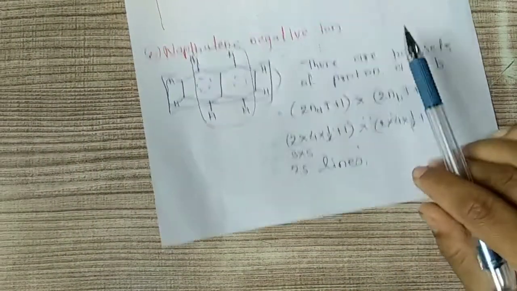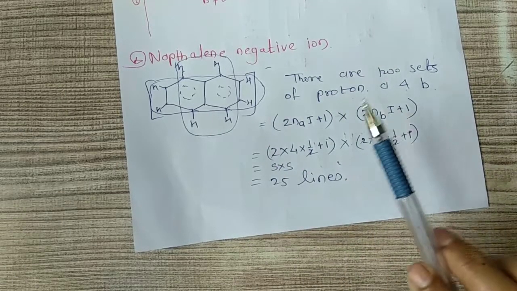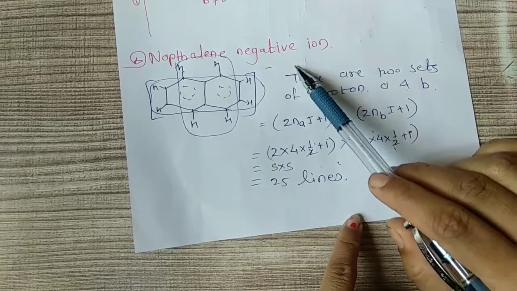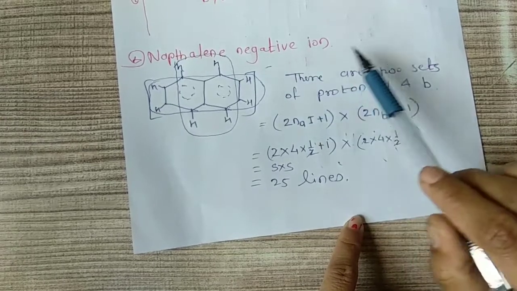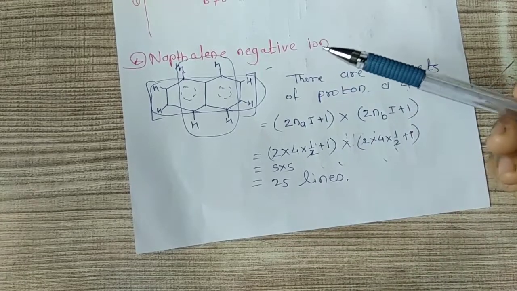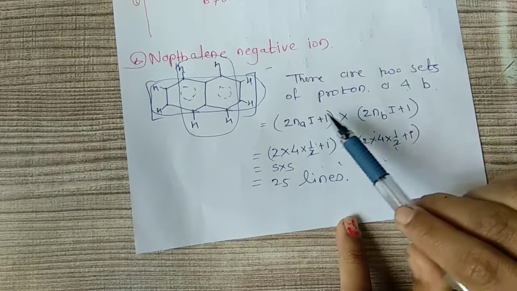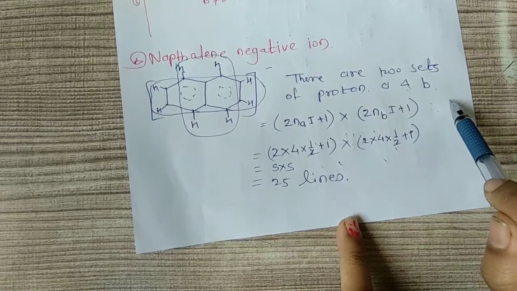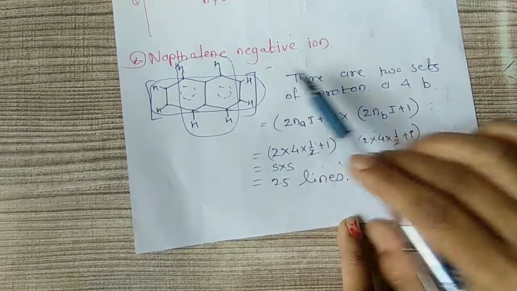Now we discuss the hyperfine lines for the naphthalene negative ion. In the university or external examination, they ask a 2 mark question in the question paper: calculate the hyperfine lines for the naphthalene negative ion or the SO3 2- NO minus ion. Then you use the formula 2NI plus 1, put in the values of N and I, and calculate the total number of hyperfine lines in that molecule.